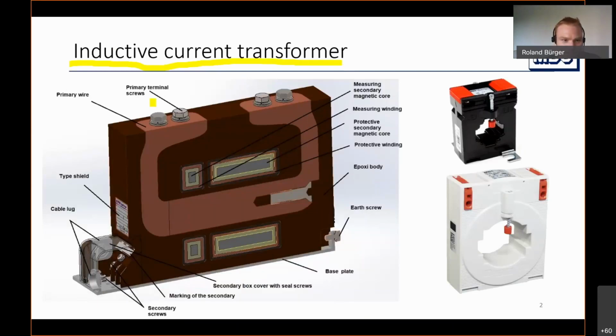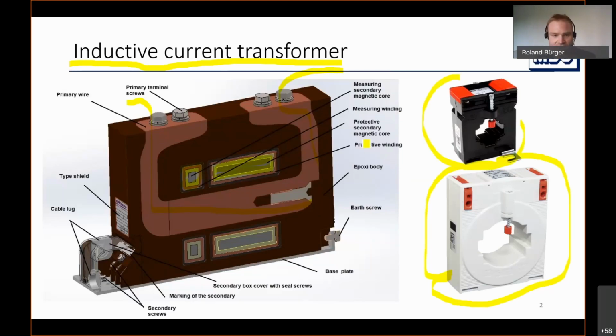And this is a typical medium voltage current transformer. The primary current goes in through the copper, and here we can see the secondary cores. This is the measurement core, and even bigger the protection core, because you're measuring transients and so on. And you can see here the plastic housing for low voltage copper bus bars. And that's the inductive current transformer.